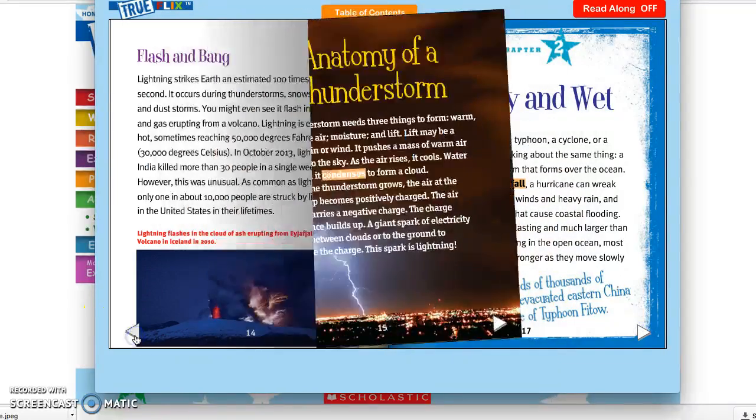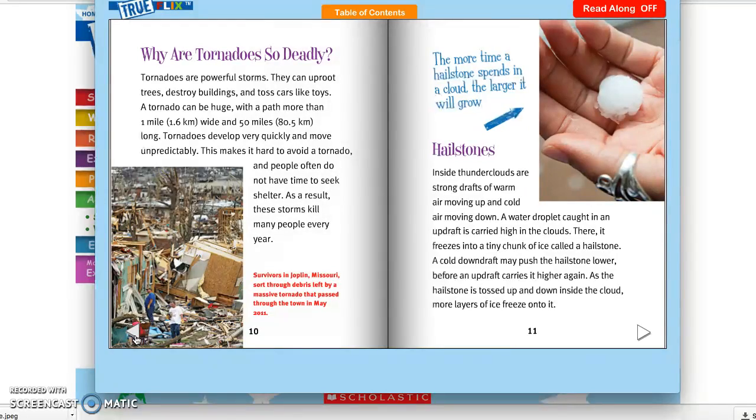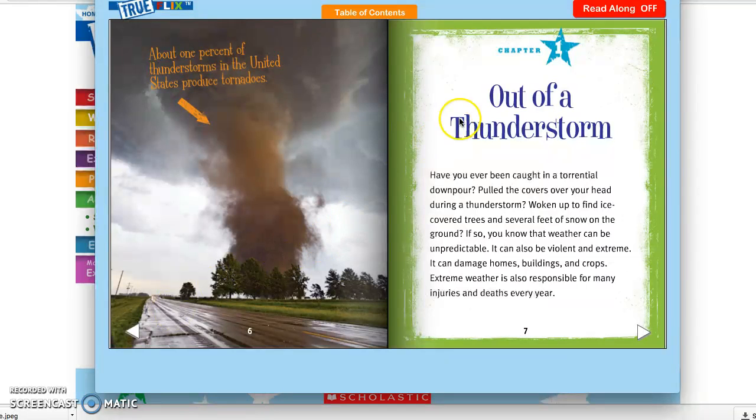So in Chapter 1, I'm thinking that mostly this chapter is going to be about tornadoes and how deadly and damaging they can be. And I'm thinking that the author's purpose of writing this is to inform us of what can happen as a result of a thunderstorm.